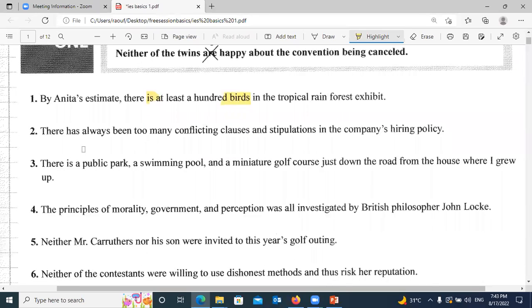For sentence number 2, there has always been too many conflicting clauses and stipulations in the company's hiring policy. Is this sentence correct as it is? Have always. Yes, exactly. Guys, please give time for others, because clauses and stipulations are the subject, and here the subject is plural, so we go for have, not has.